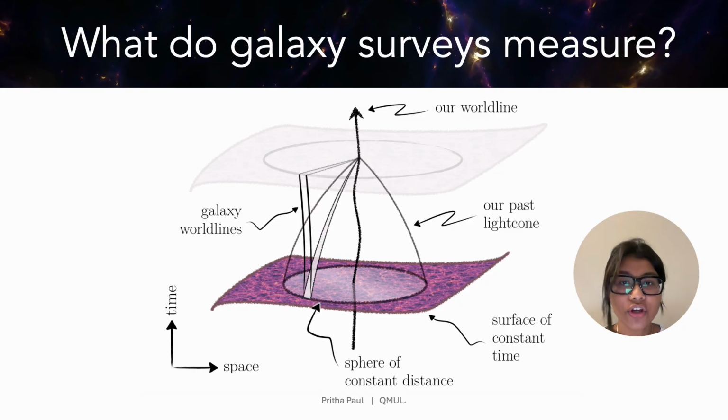So I would like to start off with understanding what our galaxy surveys really measure. We're currently in an era where we have many current and upcoming galaxy surveys, and it is important to stress that these cosmological observables are defined on our past light cone, the past light cone of the observer. As a result, effects such as redshift-space distortions, relativistic effects, and lensing all enter into what we actually observe.